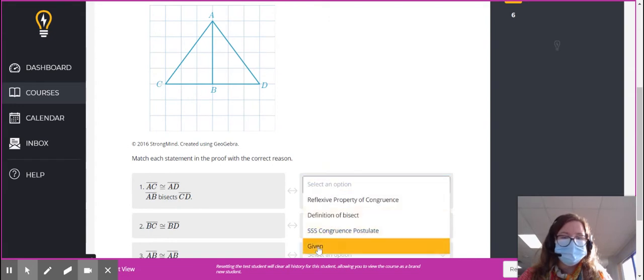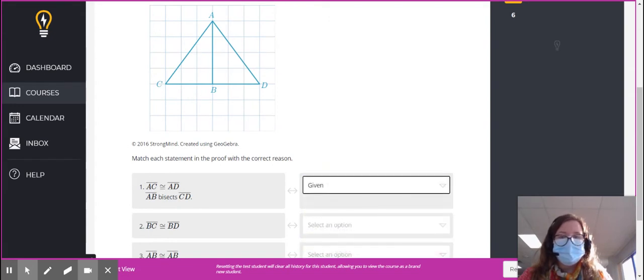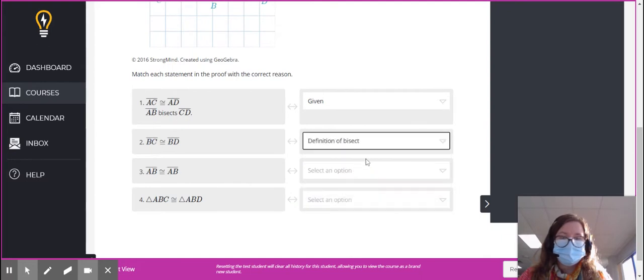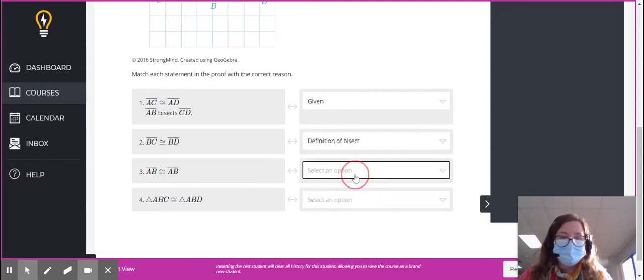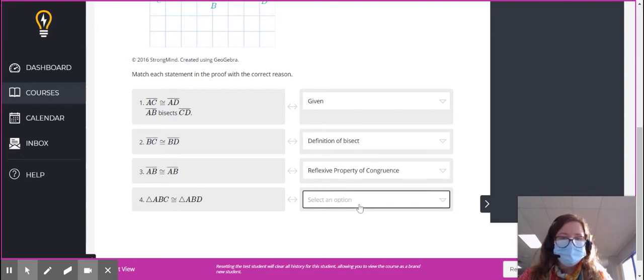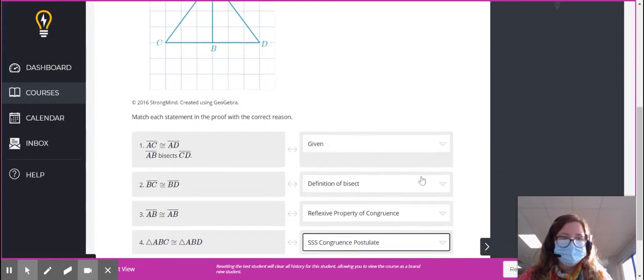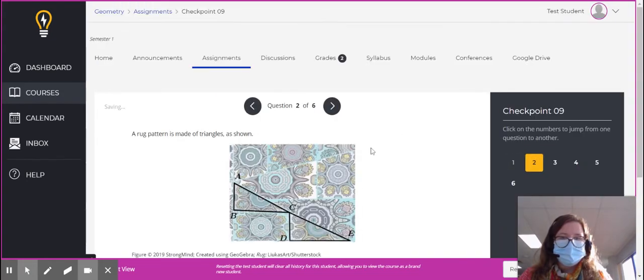Every proof always starts with given. Then BC is the same thing as CD, and that would be the definition of bisect, because that's what it said. AB is the same thing as itself, which is reflexive. So now we have side, side, side, so it's congruent by the side, side, side congruence postulate. Okay, next one.